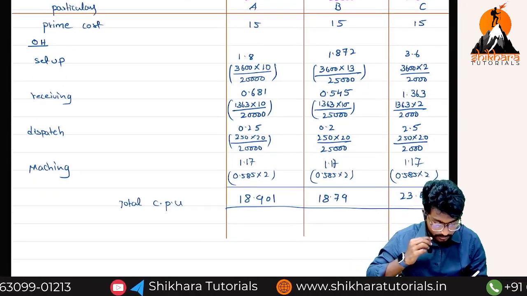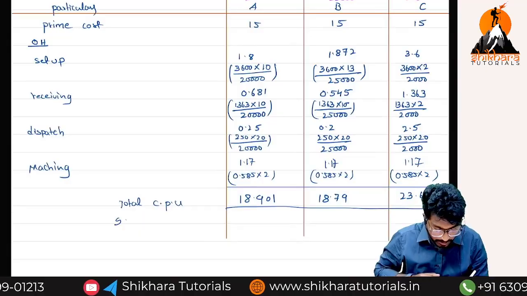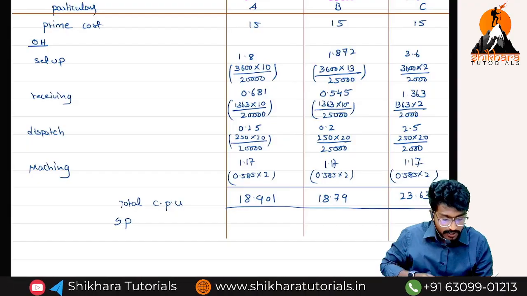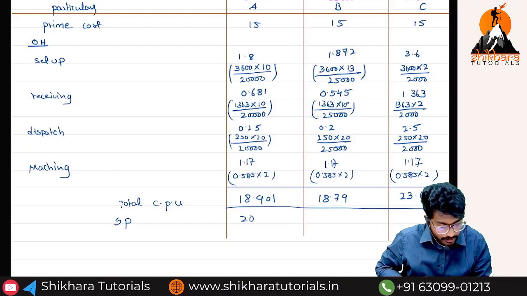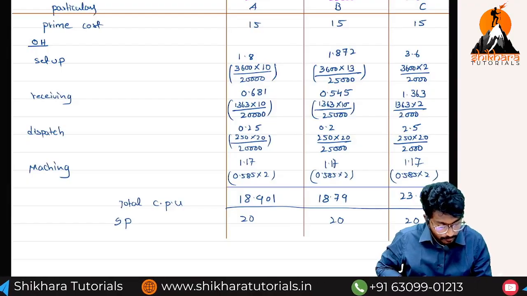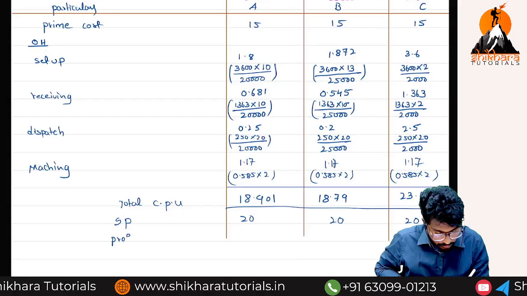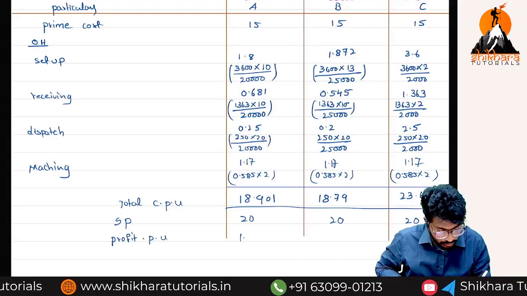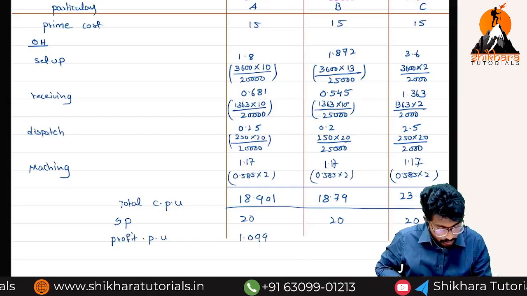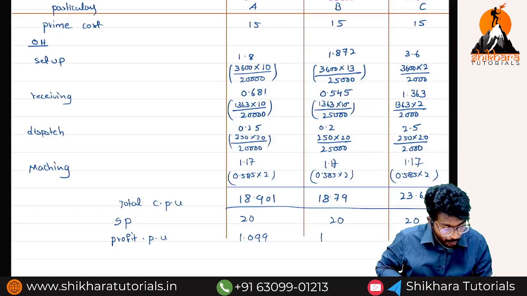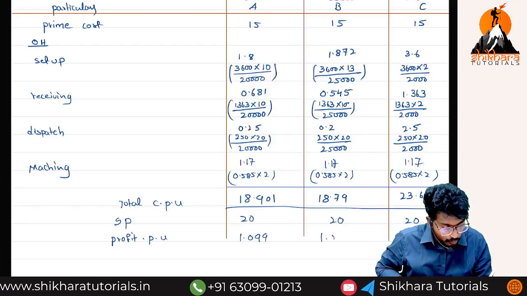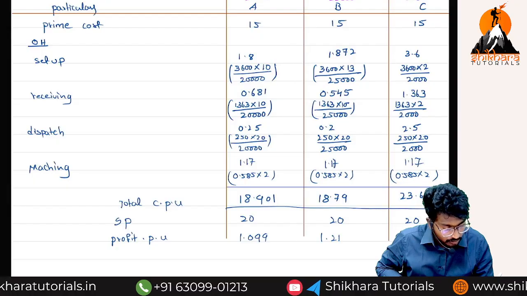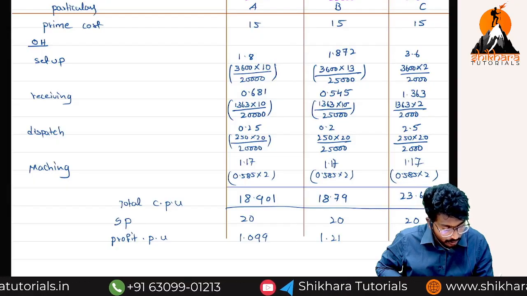Now selling price. What is the selling price? 20, 20, 20. Now profit per unit: 1.099, 1.21. Am I correct? 3.63 loss.